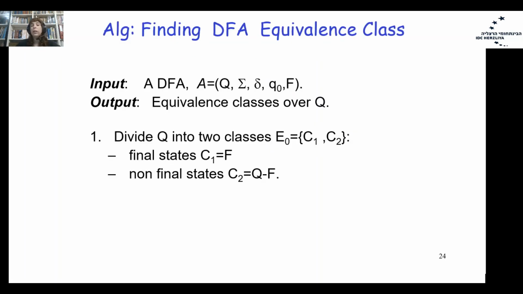Okay, let's define an algorithm for how we compute or find equivalence classes of a DFA. We are given some DFA A with a set Q, and we would like to find the equivalence classes over Q. Okay, we start from step 1. We divide Q into two classes, accepting and non-accepting states, with the empty word as a separation word. So we have class C1 of the accepting states and class C2 of the rejecting states.